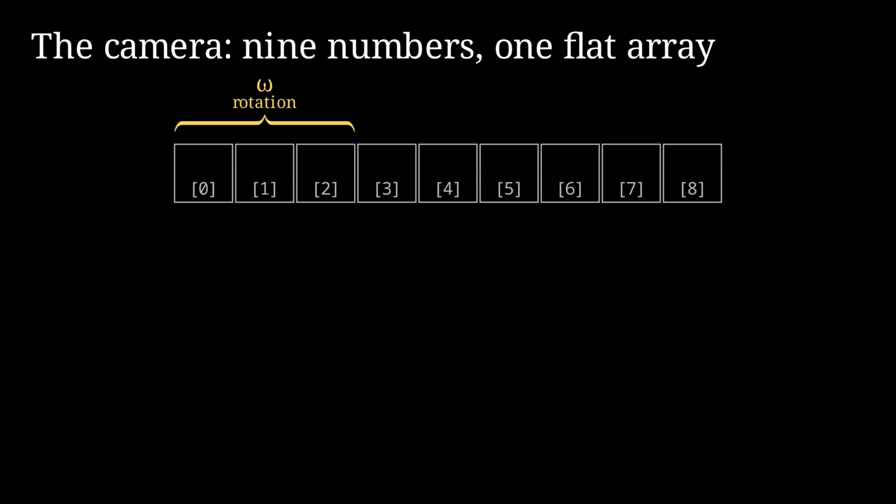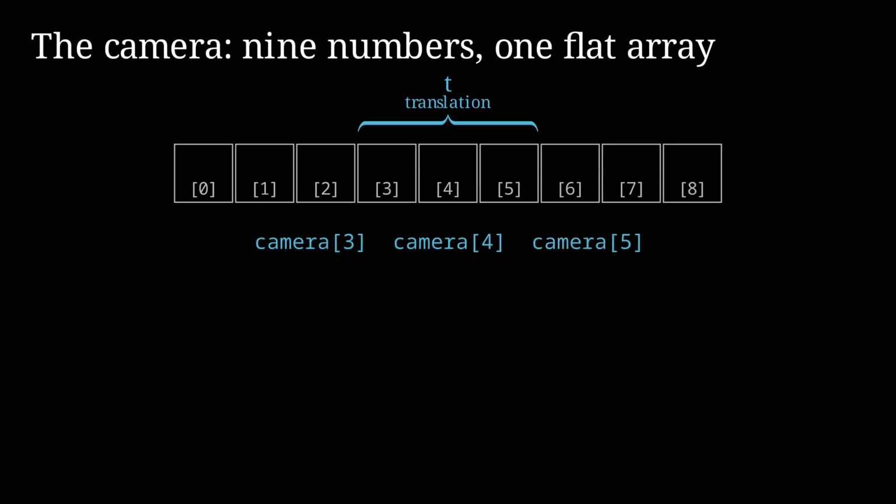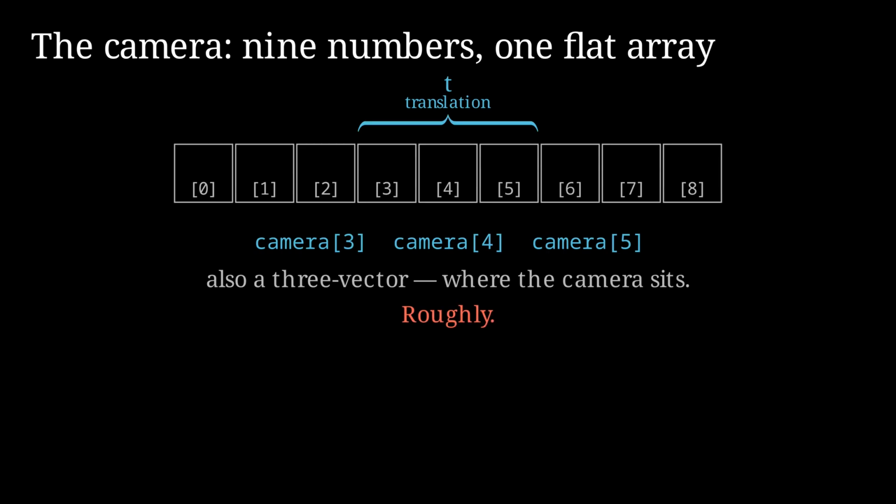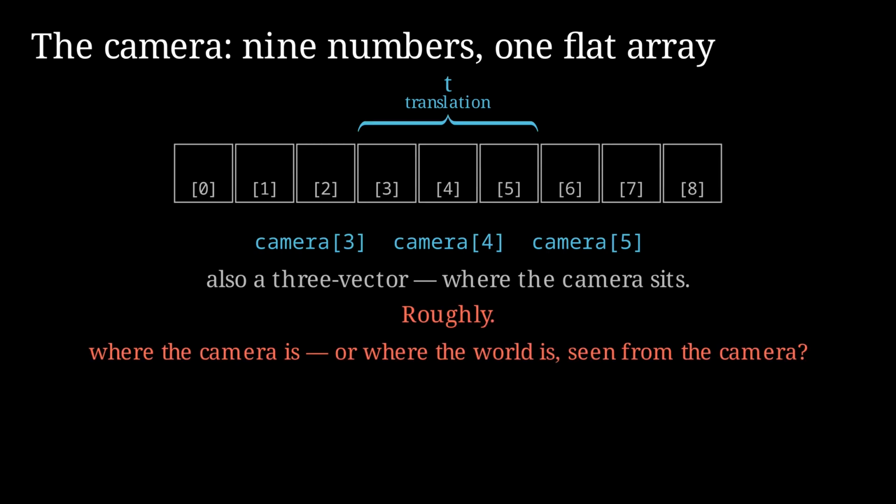The next 3 are the translation, T, also a 3 vector, camera 3, camera 4, camera 5, where the camera sits, roughly. And I say roughly deliberately, because whether T is where the camera is or where the world is as seen from the camera is precisely the kind of convention that ruins an afternoon. We'll get to it.